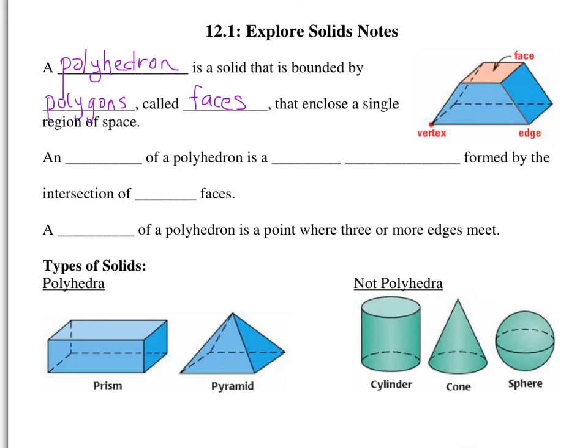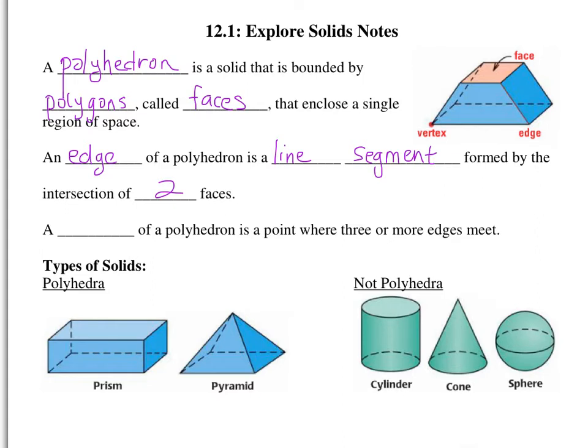The next thing you'll be asked to identify is an edge. So an edge of a polyhedron is a line segment formed by the intersection of two faces. So think of if you were going to make a figure out of toothpicks and we're going to hold them together with little marshmallows, the toothpicks would be each of the edges. So all of these straight lines are the edges.